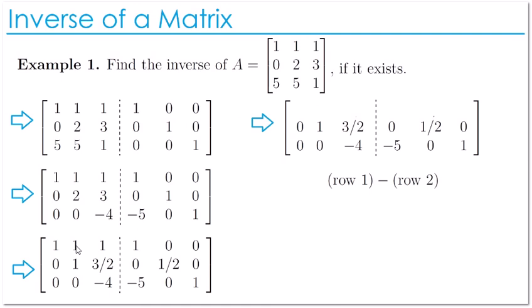We have row 1 minus row 2. So row 1 minus row 2: 1 minus 0, we have 1. 1 minus 1, 0. 1 minus 3 halves, you have negative 1 half. 1 minus 0, 1. 0 minus 1 half, negative 1 half. And then 0 minus 0, we have 0.